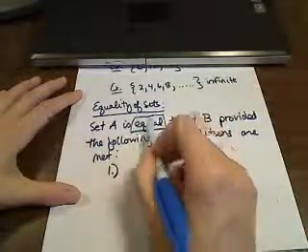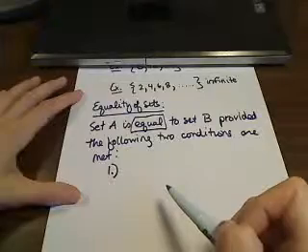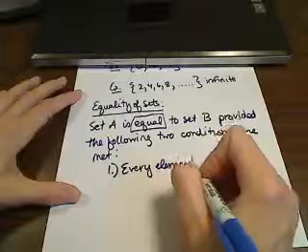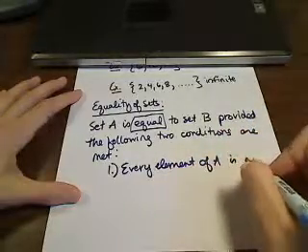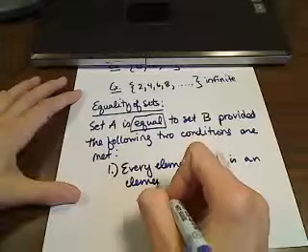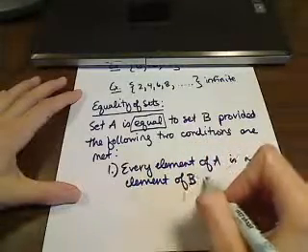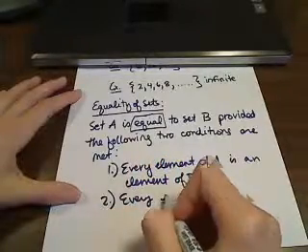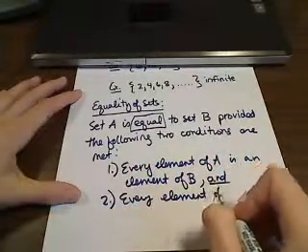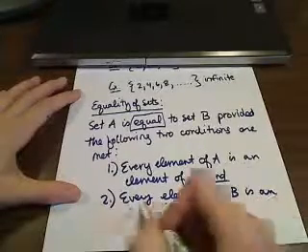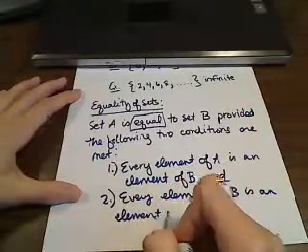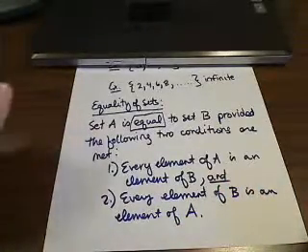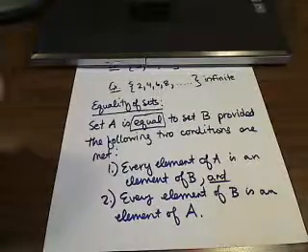This is what we're looking at right now, this idea of equality. Every element of A is an element of B. That's one condition. And also, every element of B is an element of A. Okay? If both of these two conditions are met, then you can say that two sets are equal.